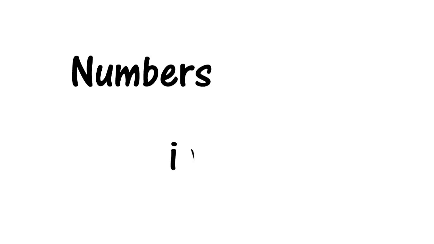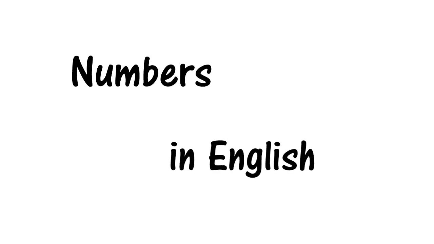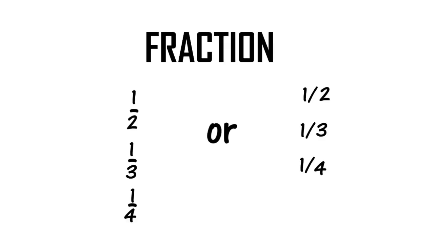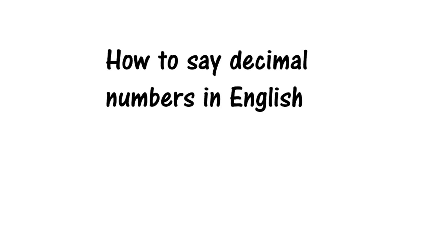So, in this short video session, we will look at the vocabulary that we use for numbers in English. We'll learn how to talk or say decimal numbers and fractions. A decimal number looks like this, and a fraction looks like this. How do we say decimal numbers in English?